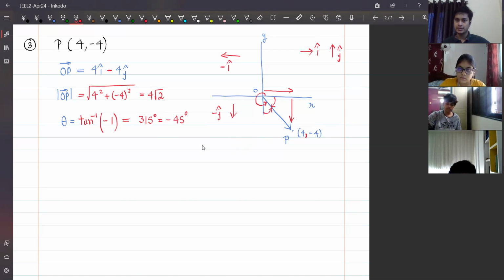Any questions, any doubts, Nirmit? No, sir. Okay, let us solve one more. So point P is minus, solve for this in a similar way. Tell me the OP vector, mod of OP vector, and angle theta.